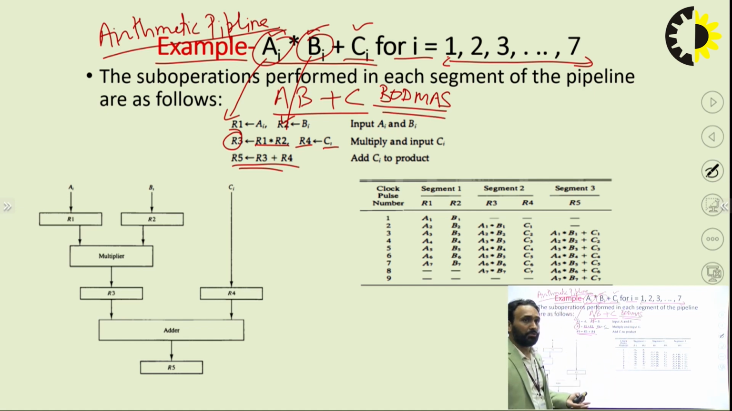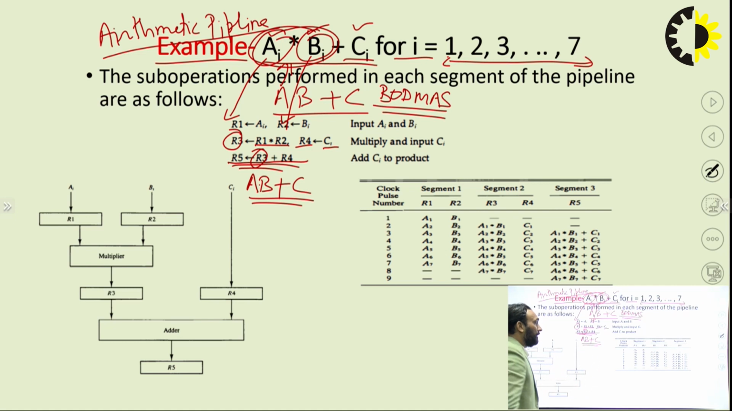There may be a question why we first store A and B. It is because it is a multiplication, and as we read from left to right, it has the highest priority. That's why we first store A and B. Likewise, we go for any expression using the BODMAS rule. Then the final result is stored in register R5. Register R5 will contain R3, which is A dot B, and R4, which is C.